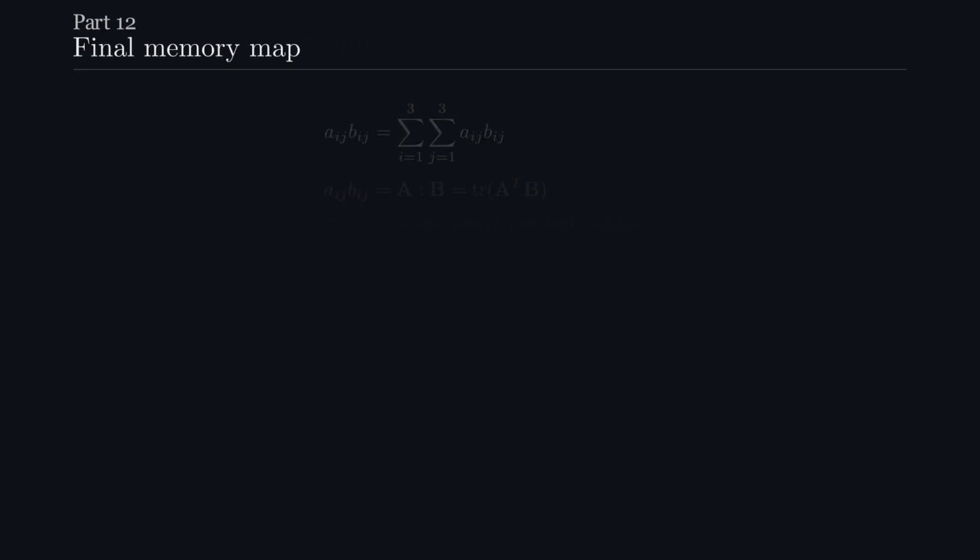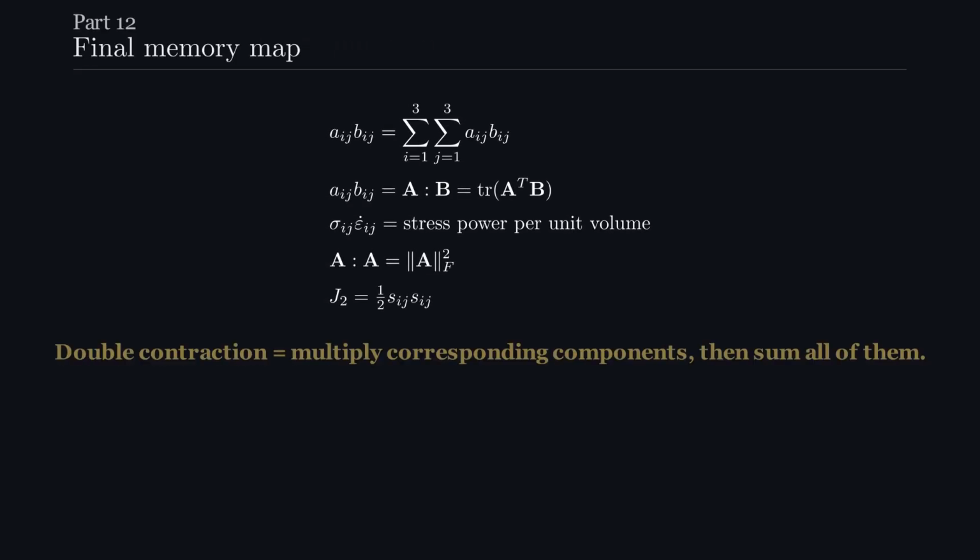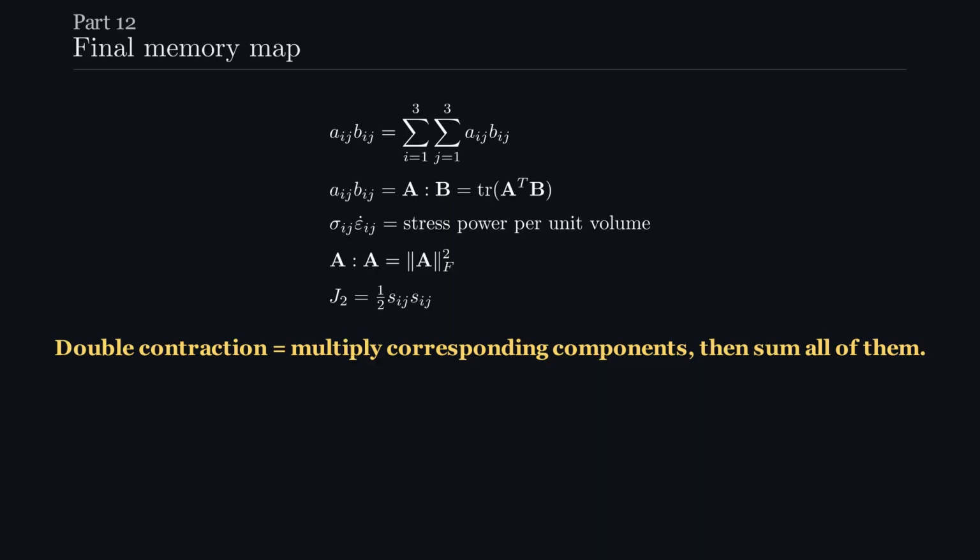The memory map is simple. Aij Bij means sum over both indices. It is A double dot B, and it equals the trace of A transpose B. In mechanics, the same operation gives stress power, tensor norms, and the J2 invariant. Operationally, double contraction means multiply corresponding components and sum all of them.